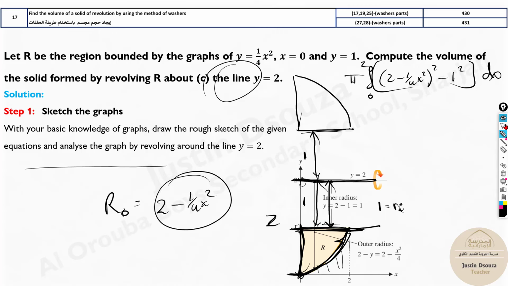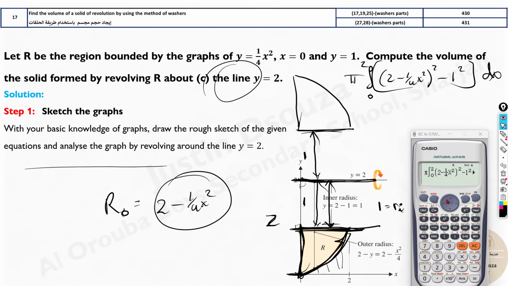And what will be the answer? We will do it in the calculator. I've just typed this equation in the calculator. You can see it's pi, limits 0 to 2, 2 minus 1/4 x squared, the whole square, minus 1 square dx. And when you press equal to, the answer is over here.